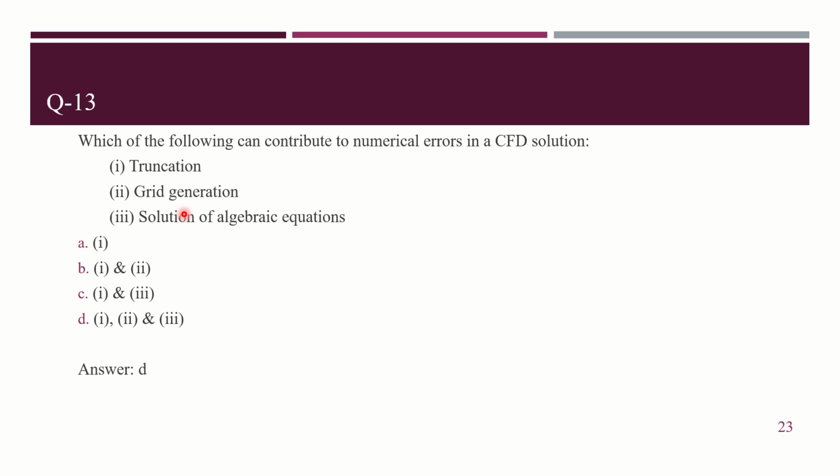So on that basis we have 1, 2 and 3. All three statements are right: truncation error, grid generation and solution of algebraic equations all contribute to the numerical errors in a CFD solution. So answer is option D, 1, 2 and 3. In option A it is 1 only, option B it is 1 and 2, option C 1 and 3, option D 1, 2 and 3. So our right answer is option D.